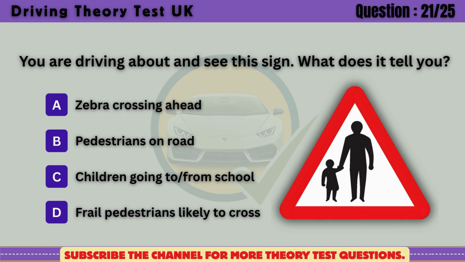Question 21. You are driving about and see this sign. What does it tell you? A. Zebra crossing ahead. B. Pedestrians on road. C. Children going to, from school. D. Frail pedestrians likely to cross.